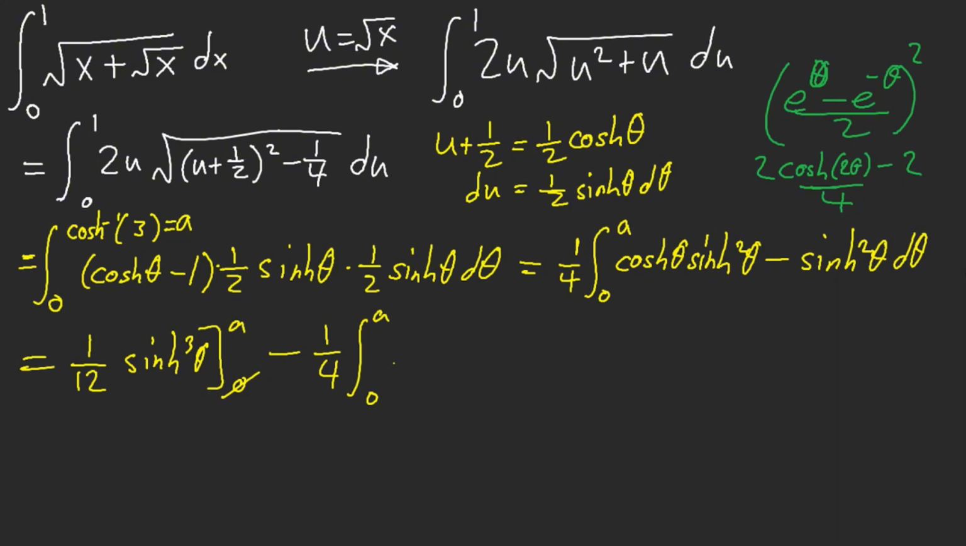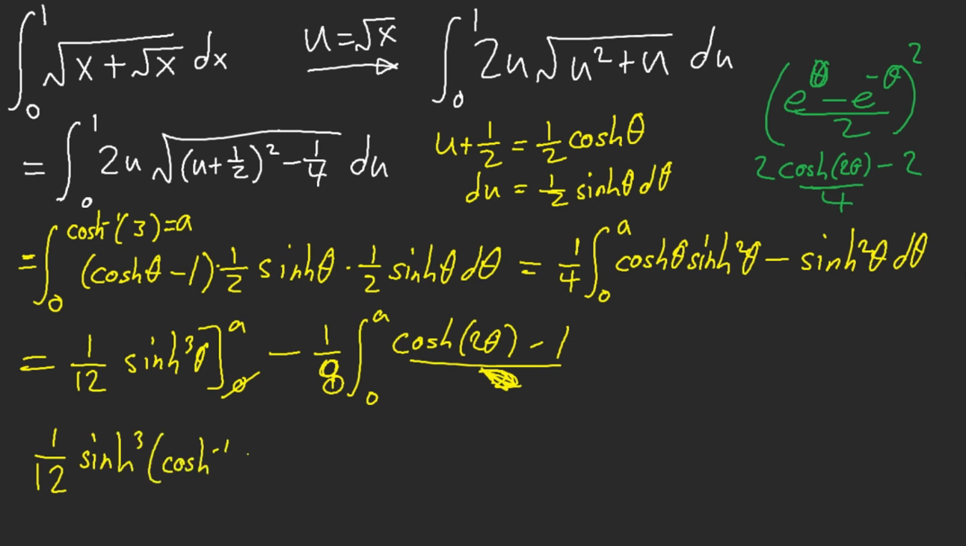I just want to make sure you're very careful not to make any mistakes. It is a long integral. So sinh squared theta is cosh 2 theta minus 1 over 2. It's going to become an 8 now, so we'll shove that in. And so now this is 1/12 sinh cubed of inverse cosh 3 minus 1/8.